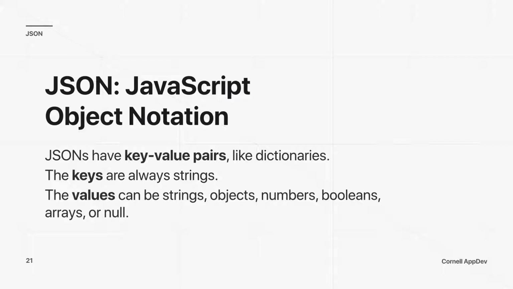Cool. So we're also going to talk about JSON, which is JavaScript Object Notation, which is a format that data can be represented in. You can think of them as being very, very similar to dictionaries because they have key-value pairs. And the keys are always strings, but the values can be almost anything you want. So strings, objects, numbers, booleans, arrays of any of those types, or just null are options for your values.